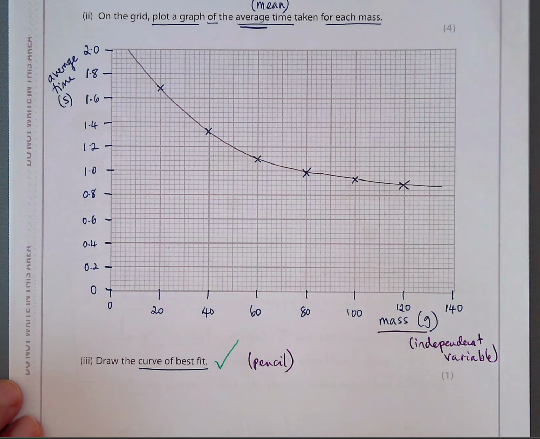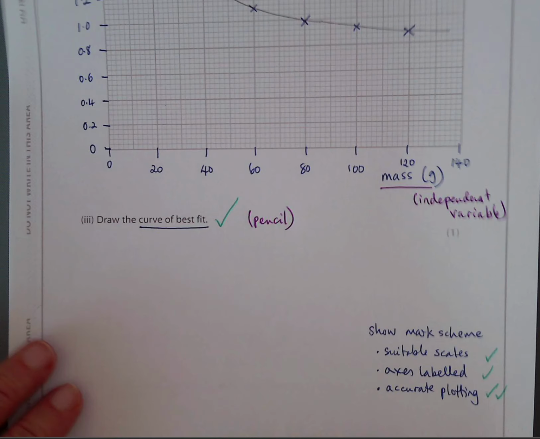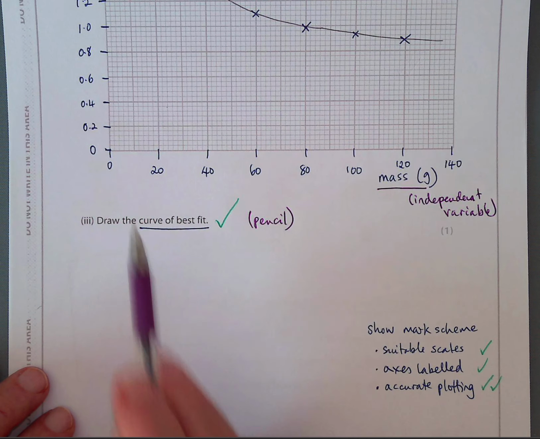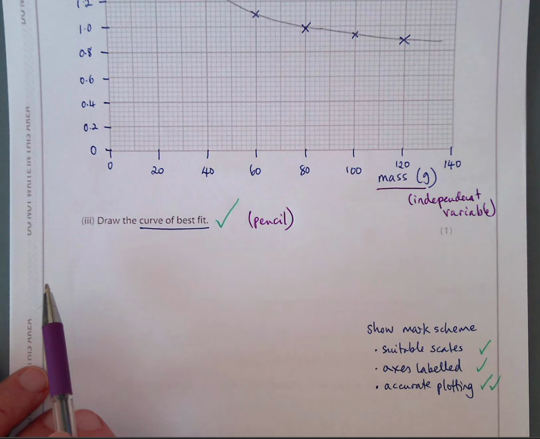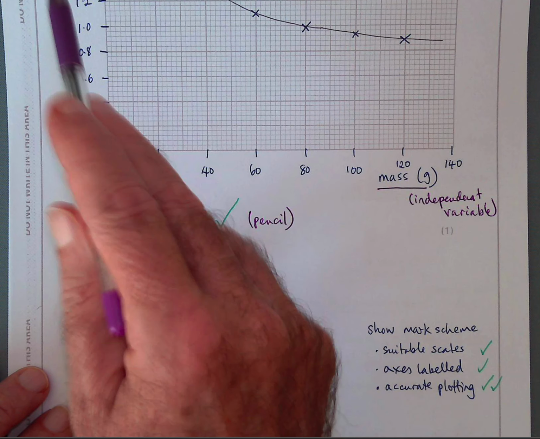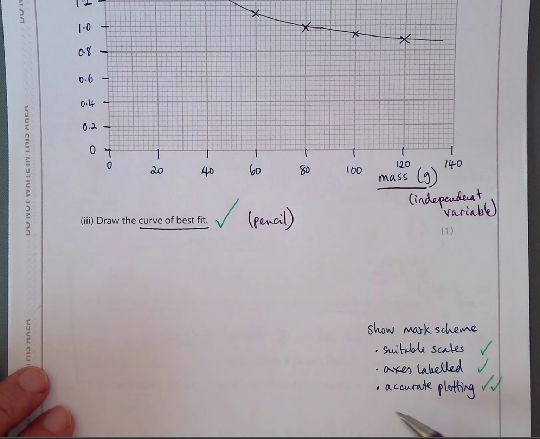Okay, so how do you get the marks for this graph? Well, suitable scales, so going up in round numbers. So I've gone up to 20 and 0.2s. It allows me to show the whole range of the data. Axes labeled, mass in grams, average time in seconds, and accurate plotting, 2 marks.